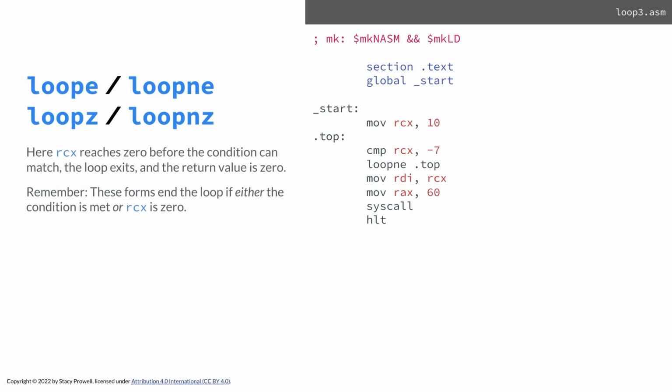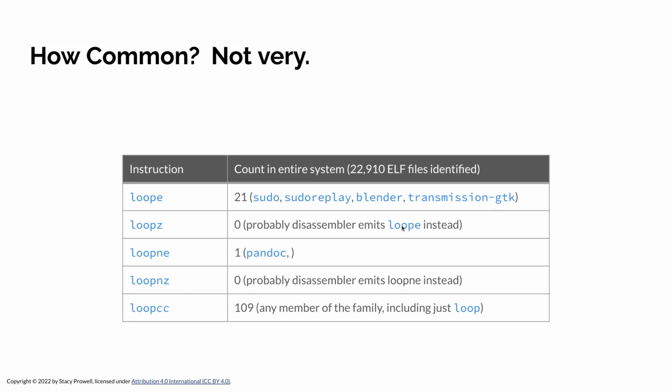Here's a little bit different one. I compare RCX to -7. We start at 10. We're going to count down. We're going to hit 0 before we hit -7. So when I get done with this, RCX will be 0. 0 you put in RDI. The return value will be 0. There you go.